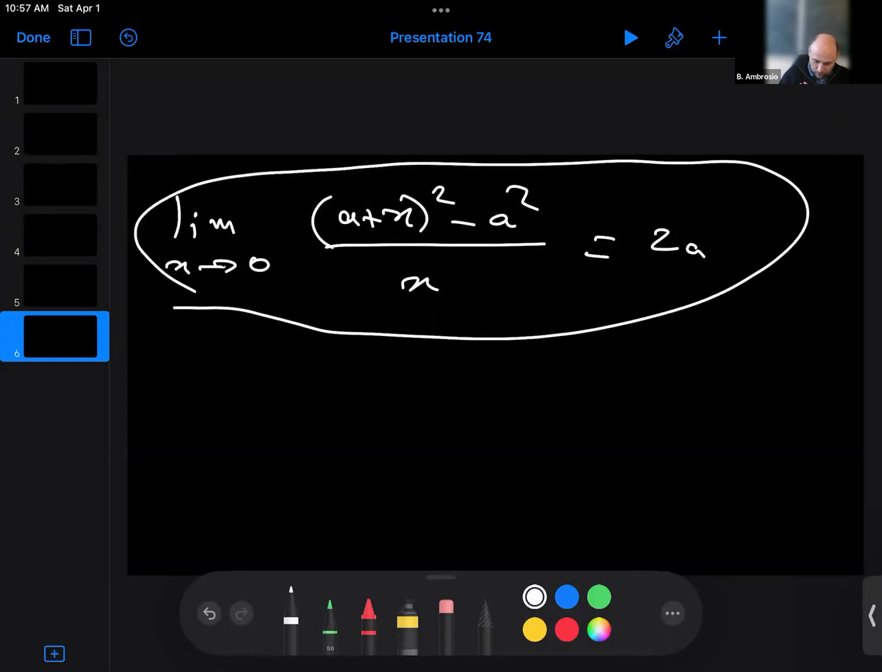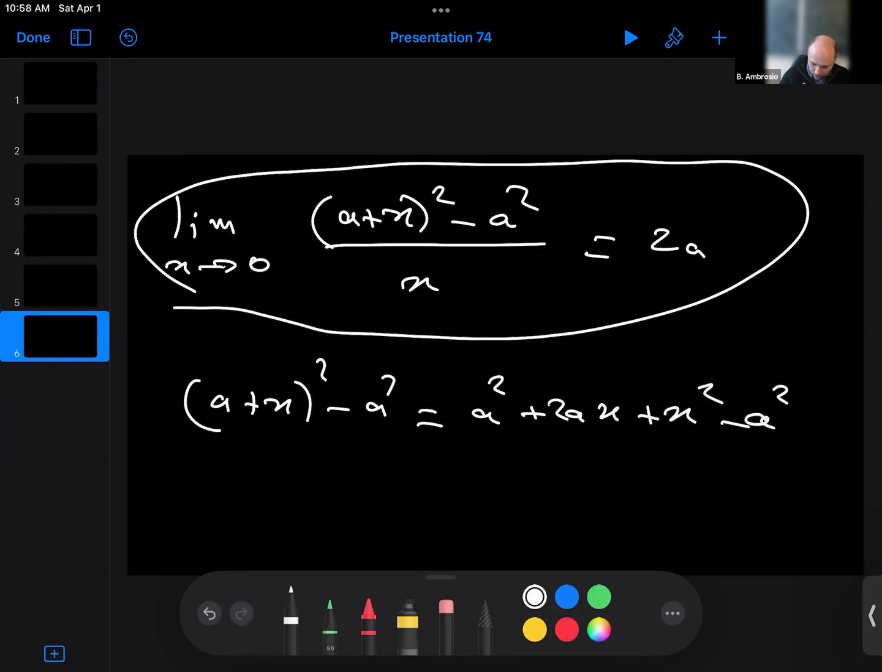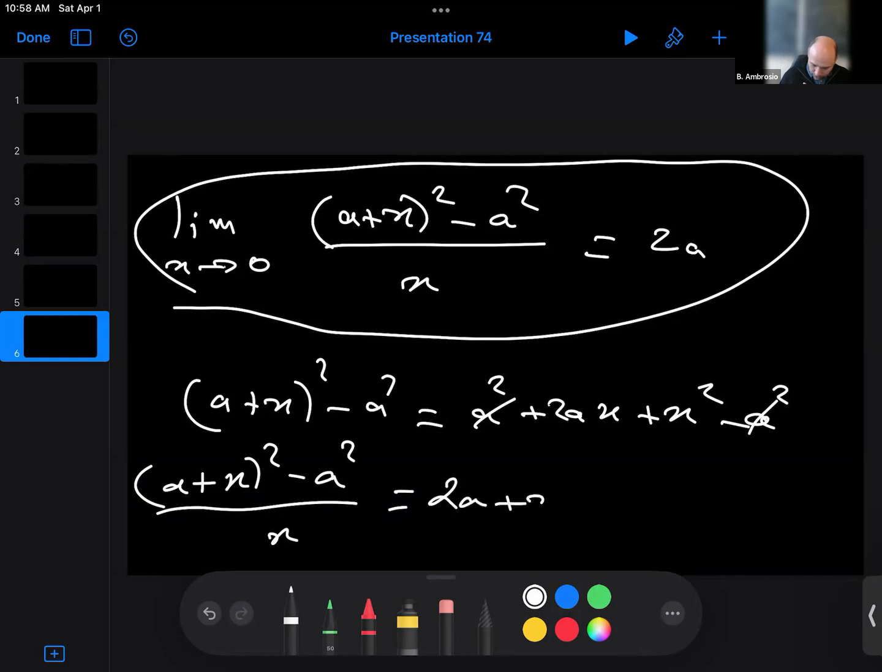So this is the result. How do we obtain it? I just develop this thing. It's a squared plus 2ax plus x squared minus a squared. So now if I take a plus x squared minus a squared divided by x, I obtain 2a plus x, which converges to 2a as x goes to 0. Great.